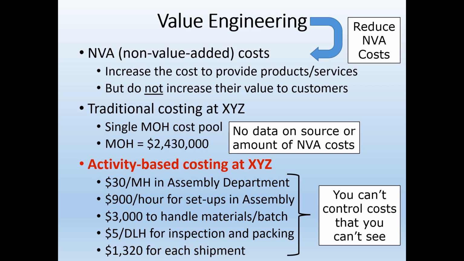You can't control costs that you can't see. Activity-based management makes these overhead costs visible so that smart managers can look for ways to reduce these costs without impairing the quality of the products to the customers.